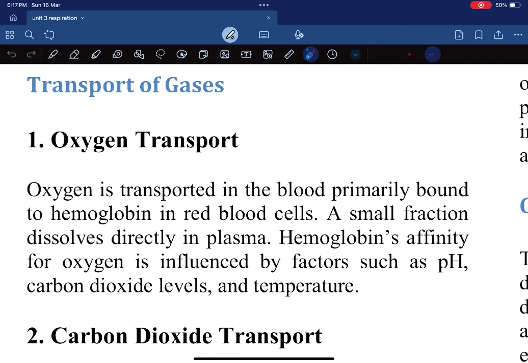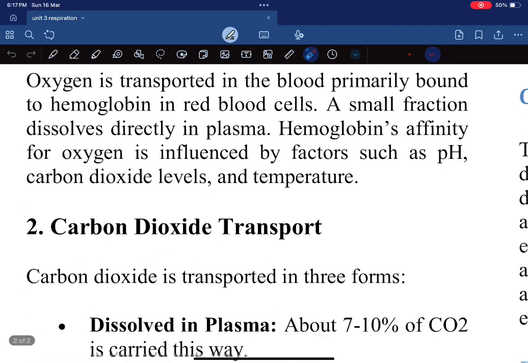Transport of gases. First, oxygen transport. Oxygen is transported in the blood primarily bound to hemoglobin in red blood cells; a small fraction dissolves directly in plasma. Hemoglobin's affinity for oxygen is influenced by factors such as pH, carbon dioxide levels, and temperature.